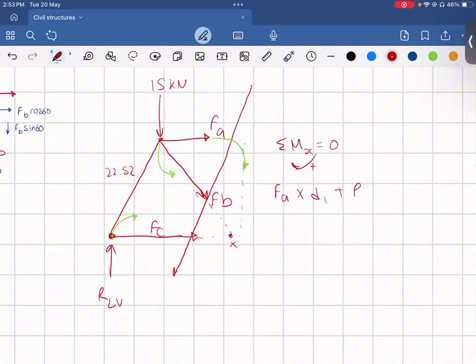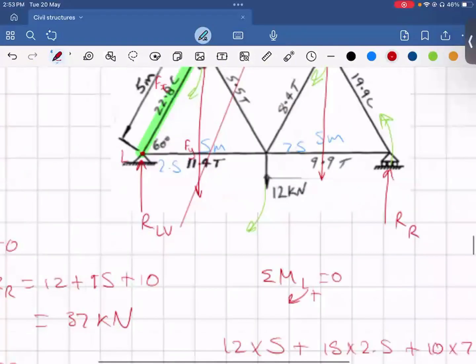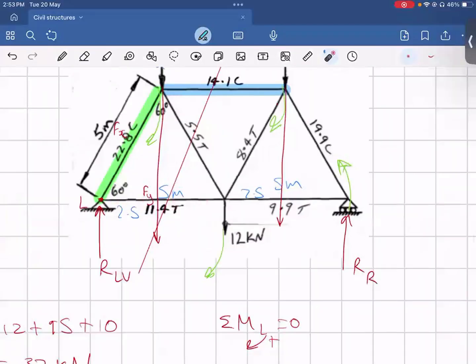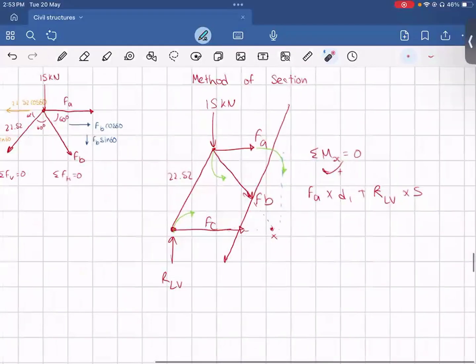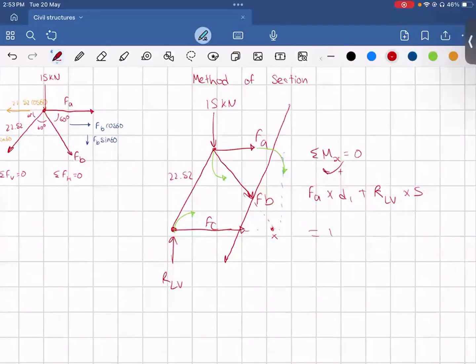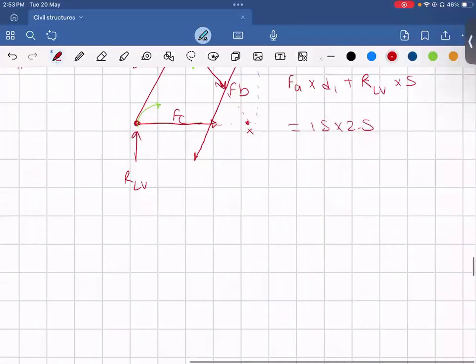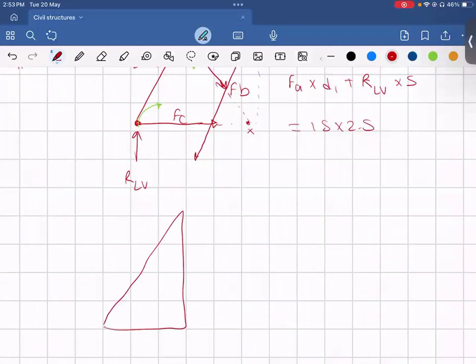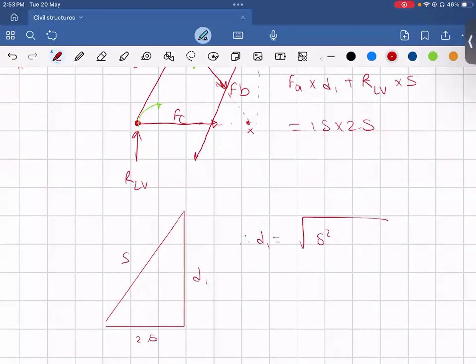Plus RLV times 5, because this distance over here is 5 meters. And then this is going to be equal to 15 times 2.5, because it's just half of it. So let's quickly find what D1 is. That's 5, that's 2.5, that's D1. Therefore, D1 is equal to the square root, 5 squared minus 2.5 squared. And that gives us 4.33 meters.